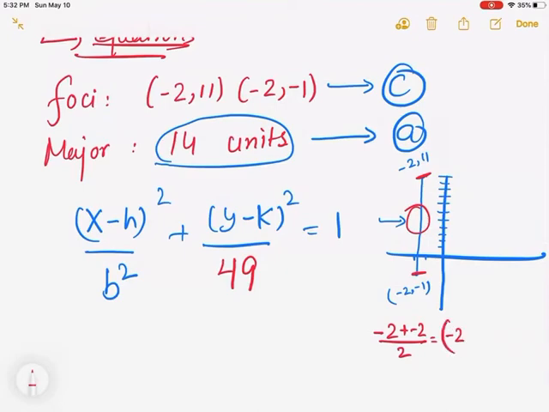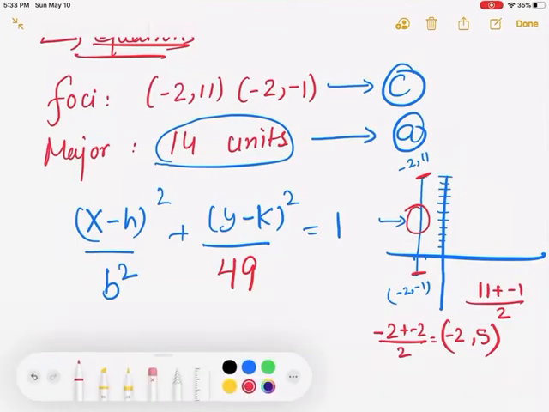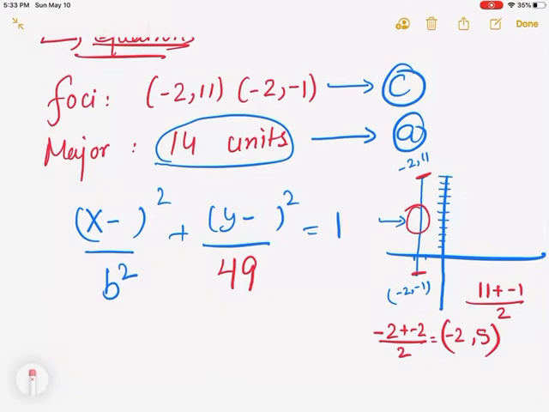All right, let's find the y coordinate. 11 added to -1 is 10, divided by 2 is 5. That's the midpoint. And what is that in the equation? That's h and k. So let's replace h and k with these numbers. -2, I would take the opposite. +5, I would take the opposite. Almost there. The only thing that's missing is b squared.